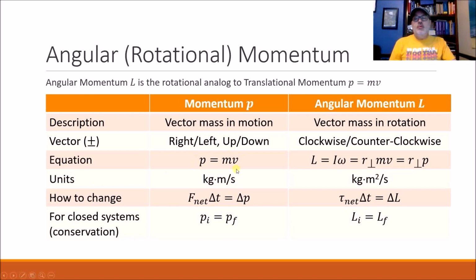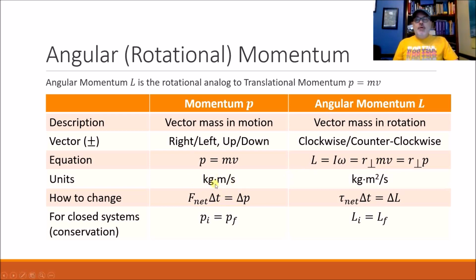Our equation for momentum is the same as before, mv. And to get the angular momentum equation, all we have to do is plug in the rotational equivalent of mass, which is rotational inertia, and the rotational equivalent of velocity, which is omega. Now there are a couple other ways to find angular momentum as well. If you have an object that is moving along, you can find its angular momentum by taking its linear momentum, mv, and multiplying by the moment arm, or the perpendicular radius. And we'll talk about that a little later.